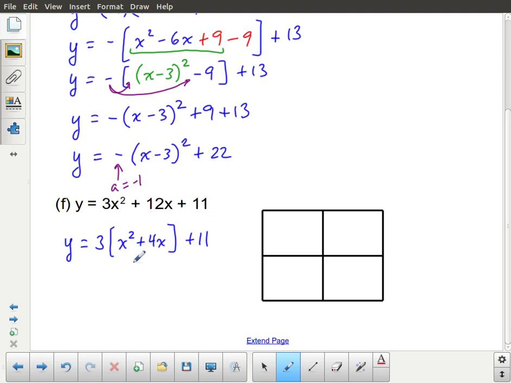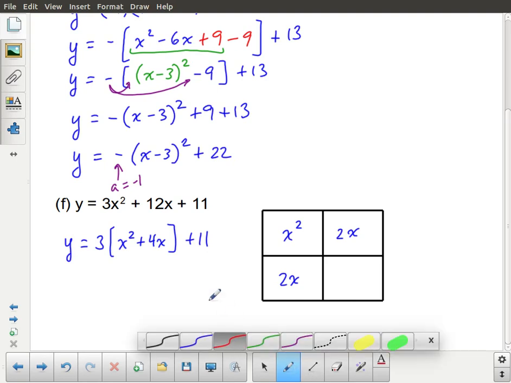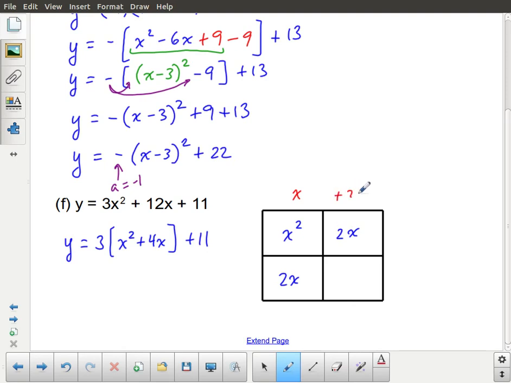So now what if you wanted to do this with the area model? Now I would take this part, which is the x squared plus 4x, which means I'm going to need a 2x here and a 2x here. And now I ask myself, what do I have to put here? And this is going to be x plus 2, x plus 2. 2 times 2 is going to give me plus 4, but to balance things off, I need a minus 4 on the outside.